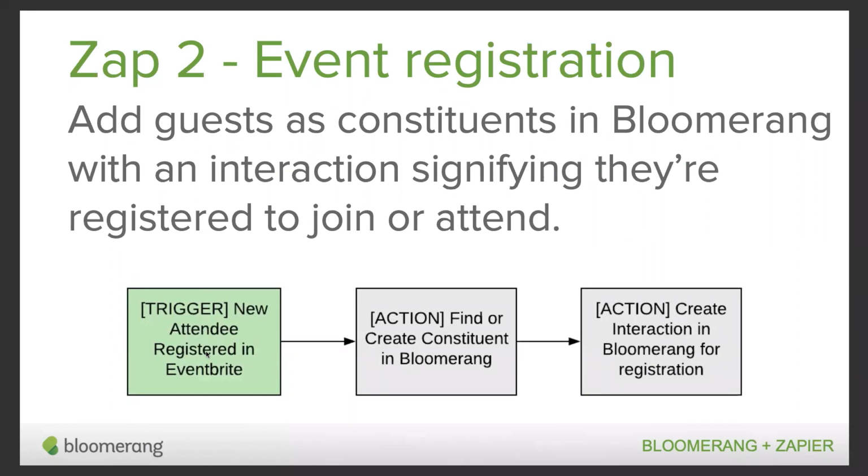So if they bought 3 tickets, 2 guests, and themselves, this trigger will trigger 3 times, which allows you to create the constituent record for guests and the primary, as well as log an interaction of registration for the guests and the primary. A very scalable solution, allowing you to manage guests.